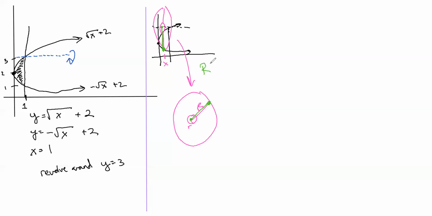So the big R in this case, again, it depends on x, but it's going to be from the height of 3 down to the height of negative root x plus 2. So it's 3 minus negative root x plus 2, which we can rewrite, that just becomes 1 plus the square root of x.